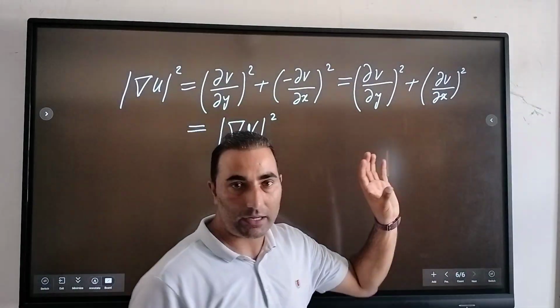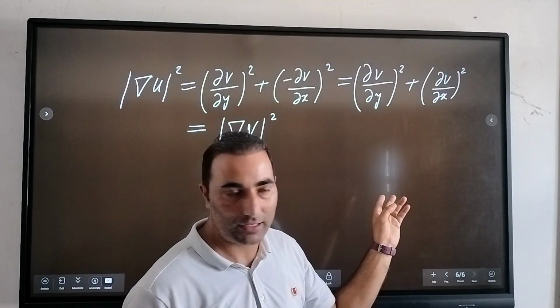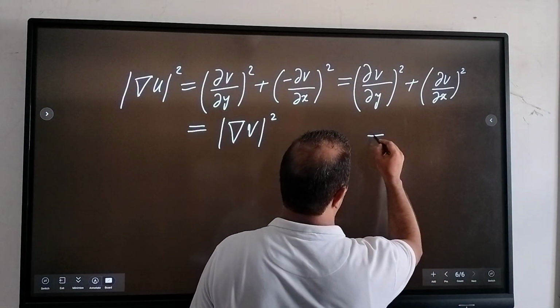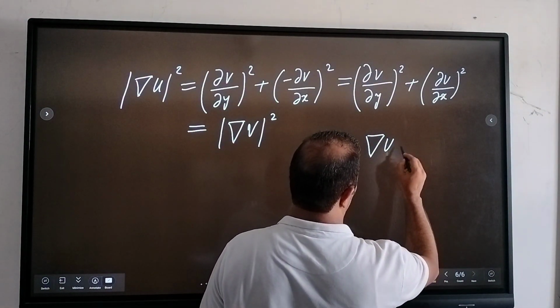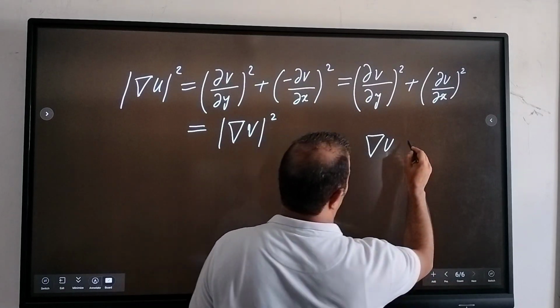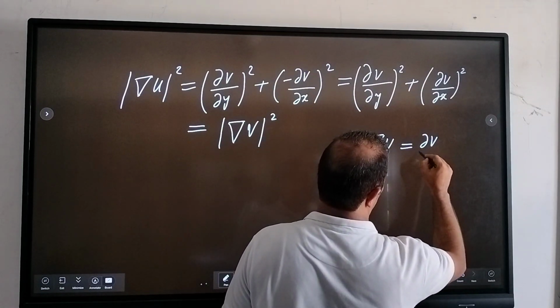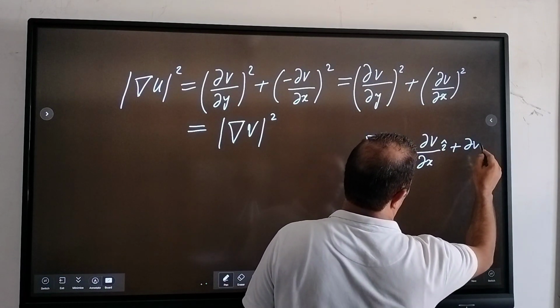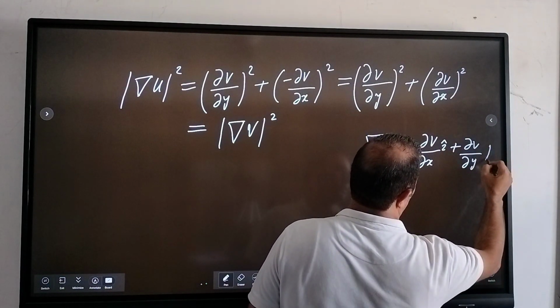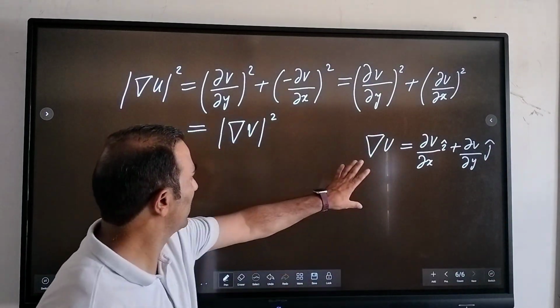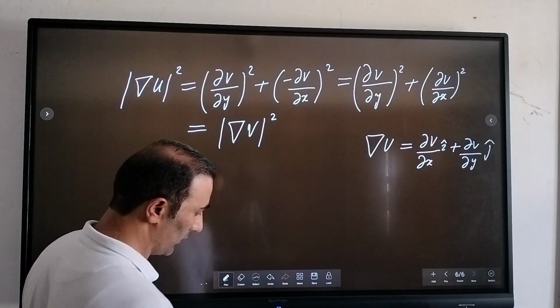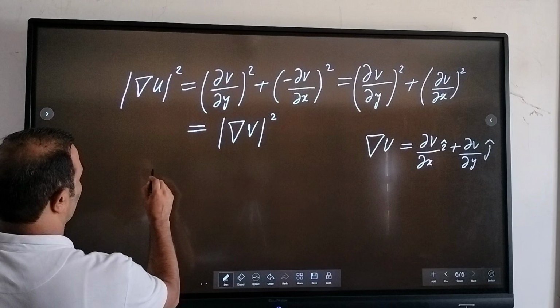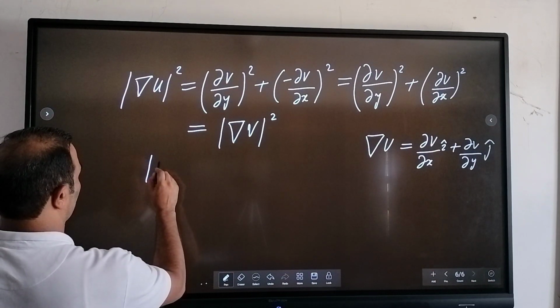But this is our nabla of v. Because what's nabla of v? Nabla of v you can write as partial v by partial x. So this is very clear, because this will be nabla v.